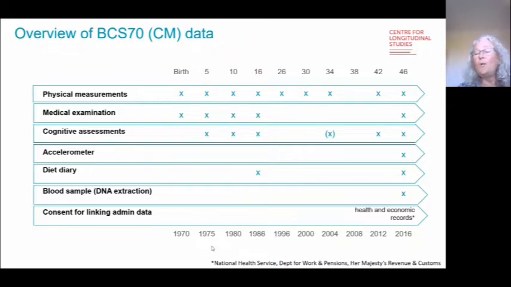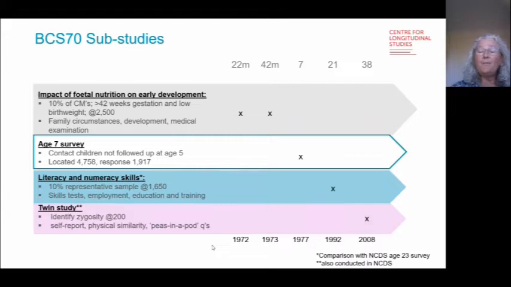At age 46, the cohort members also wore an accelerometer and completed a diet diary, and I'll talk a bit more about that later. Also at age 46, a blood sample was taken to examine biomarkers and also for DNA extraction, and the genetic data is due to be available sometime next year. In addition, consent was sought for linkage to health records from the National Health Service, and also economic records from the Department for Work and Pensions and Her Majesty's Revenue and Customs. As well as the main sweeps, there's also been a few sub-studies.